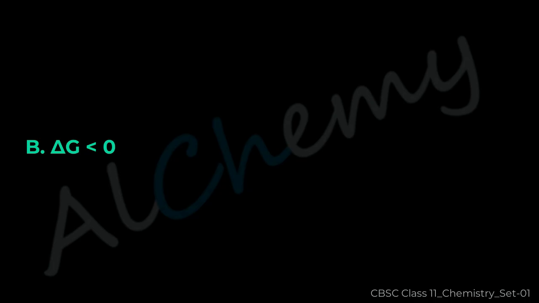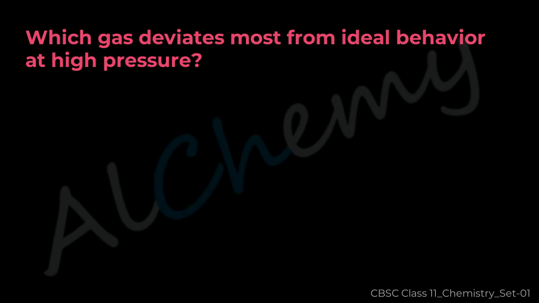Delta G0. Question 27. Which gas deviates most from ideal behavior at high pressure? A. H2, B. He, C. CO2, D. one.